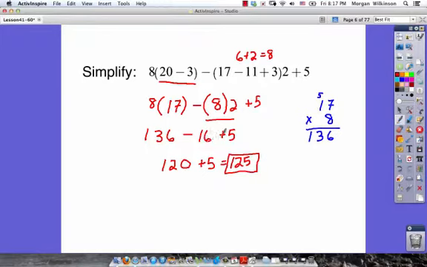Remember, if we have both addition and subtraction in the same problem, they're equal in order of importance on that PEMDAS scale, add and subtract, so we work from left to right. We have to do the subtraction before we do the addition to find our answer here of 125.